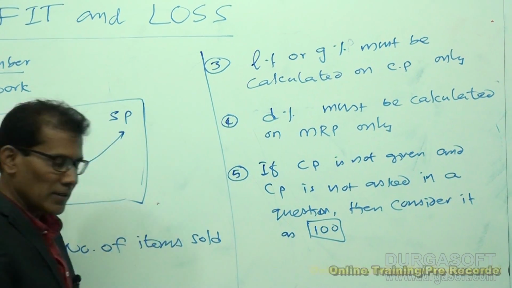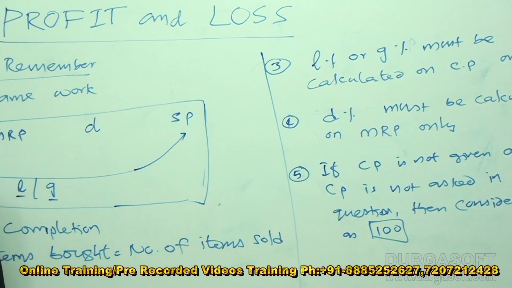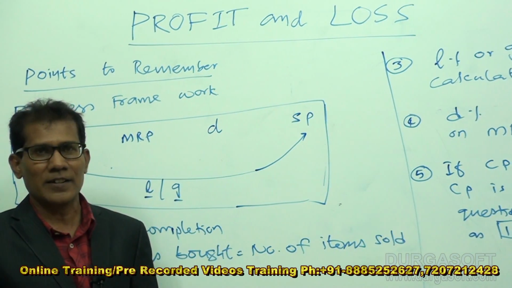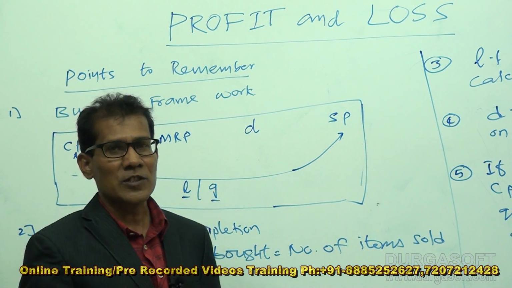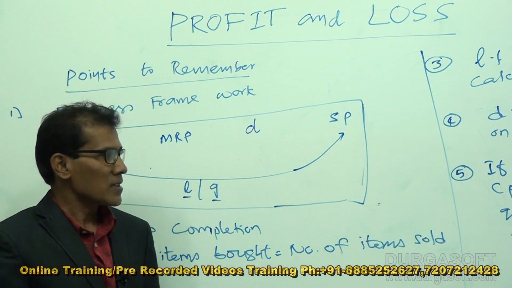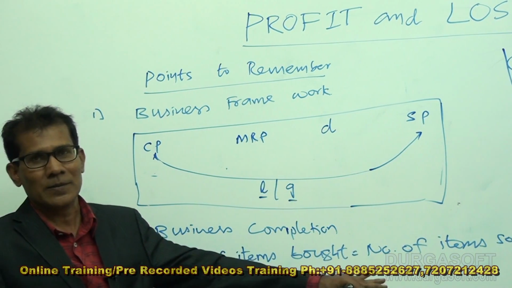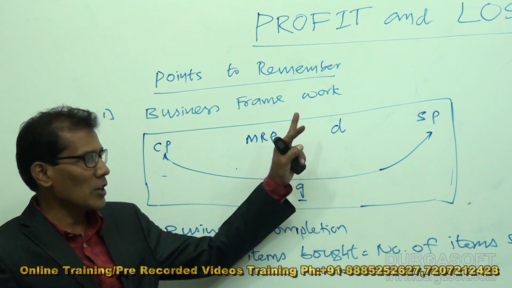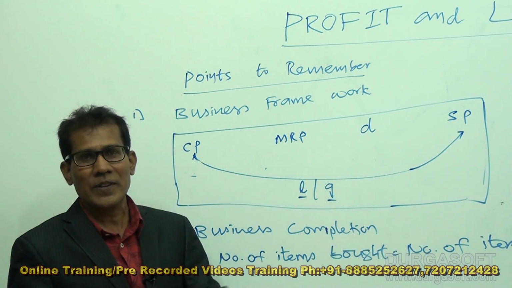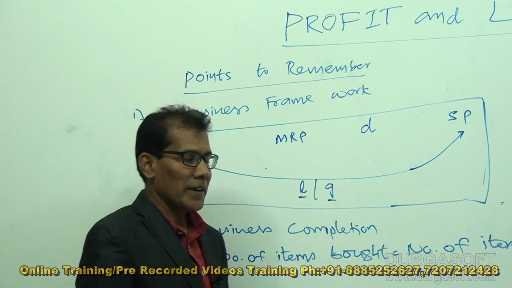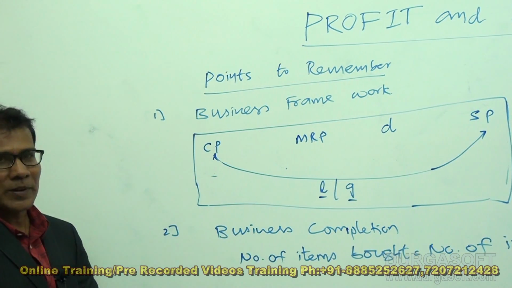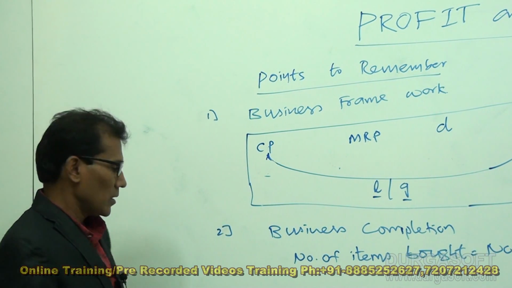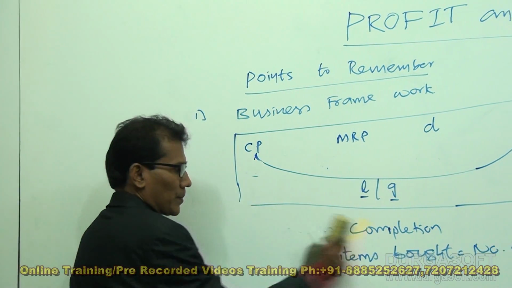So in any question, if cost price is not given and cost price is not asked, take it as 100. These are the 5 very important points which are useful to work out the question. See here, I didn't give any formula. Without using the formula, just keeping these 5 points in view, we can work out any question. And more concepts. These are the points to remember, and you need to remember 2 concepts.